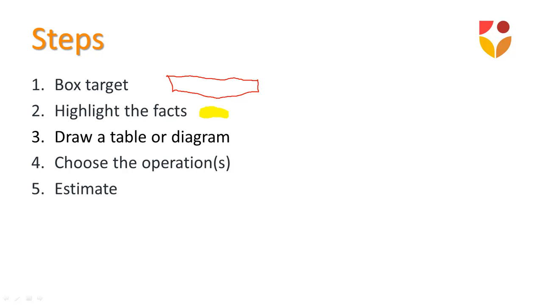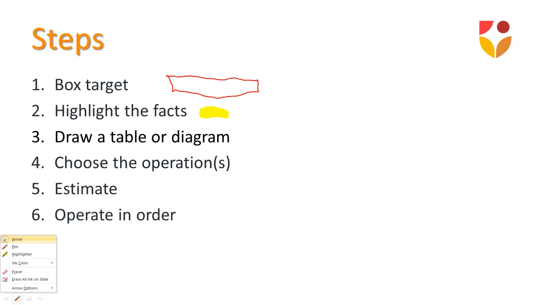Once we've chosen the operation, we want to do a very quick estimate. We're going to round to a place that helps us do it quickly as mental math. Next, we're going to do the operation, and we're going to do them in order. What this means is if it's a single step, we're just going to go and do the one that we've chosen. If it's, however, a multiple step, we're going to remember to do them in order.